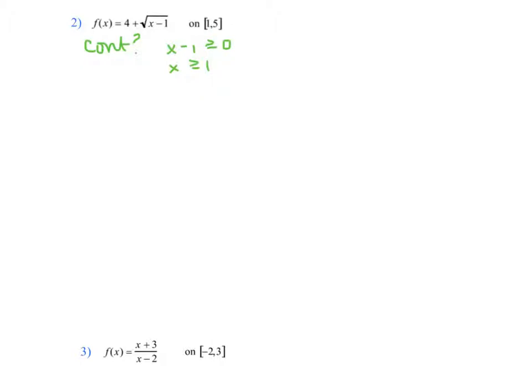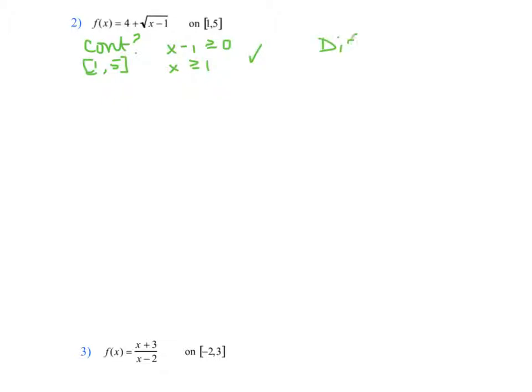And clearly the numbers in this interval, 1 to 5, and remember it has to be continuous on the closed interval 1 to 5. And I would say yes, it's continuous over that closed interval because of the domain, as x is greater than or equal to 1. So we're going to say yes, it is continuous over that closed interval.